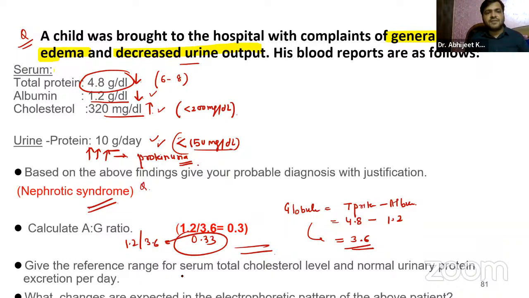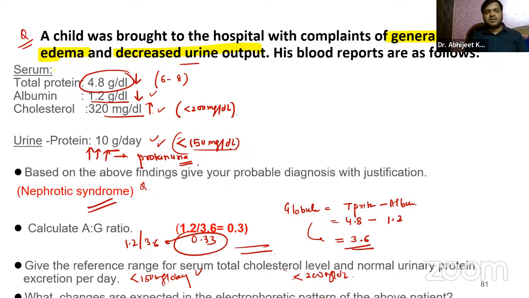Now, give the reference range for serum total cholesterol level. I have already told you it should be less than 200 milligram per deciliter, right? And normal urinary protein excretion per day should be less than 150 milligram per day, right? So what are the expected changes, guys? It's not mentioned in the electrophoretic pattern. We already know it is hypoalbuminemia, right? Increased lipoproteins, okay? Normal or slightly increased globulins can be there, right?